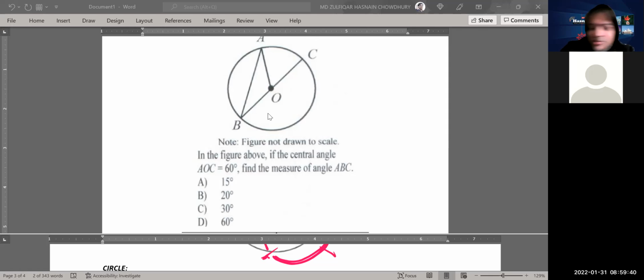Okay. So I believe you have learned all the terms and facts very well. So it says AOC, that means it is 60 degrees, and ABC, they want you to find out this inscribed angle. As long as they have the same endpoints, this central angle is always double the inscribed angle, and inscribed angle is half the central angle.